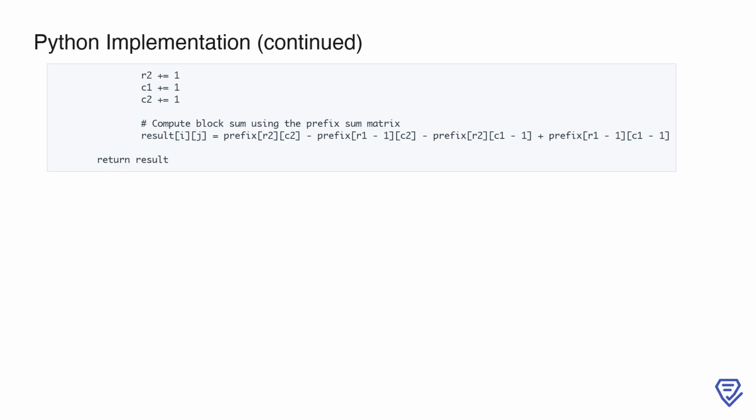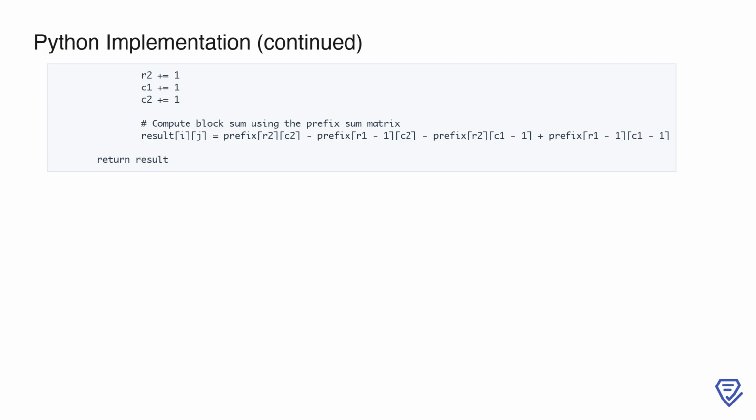With the boundaries defined, we calculate the block sum for the current element using the prefix sum matrix. The formula combines the cumulative sums of the rectangle defined by the block boundaries, subtracting the sums of areas outside the block and adding back the overlapping region. This ensures the result reflects only the sum of elements within the desired block. The computed block sum is then stored in the corresponding position of the result matrix.